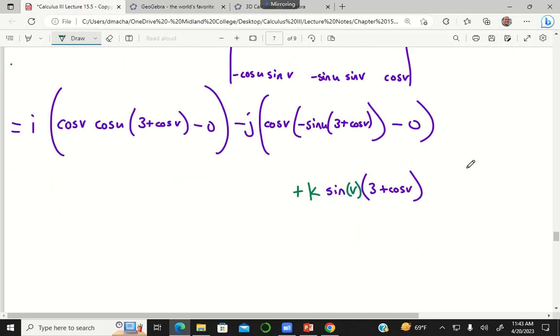Obviously I don't need those minus zeros. And two negatives makes a positive, so I can just do that.